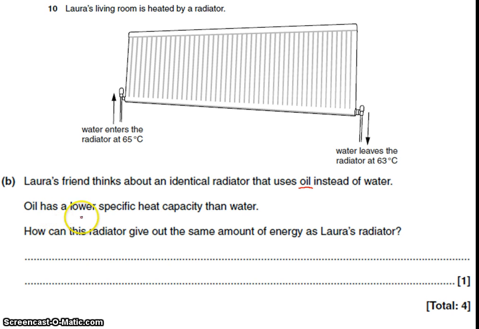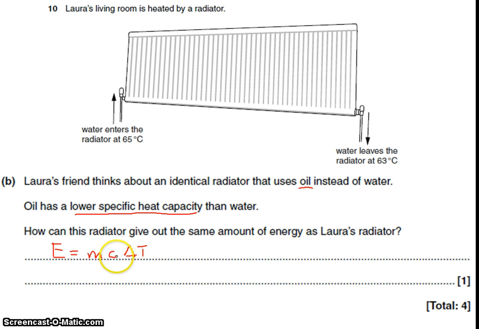Next question is Laura thinks about an identical radiator, but the difference is now she's using oil. She's told us that oil has a lower specific heat capacity. How can the radiator give out the same amount of energy? So all we've got to do with this is think about the equation. So energy is equal to mass times specific heat capacity times change in temperature.